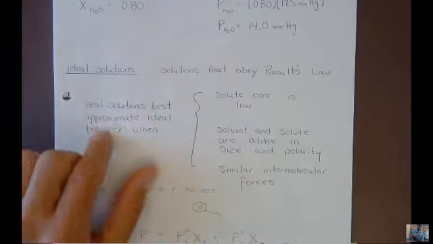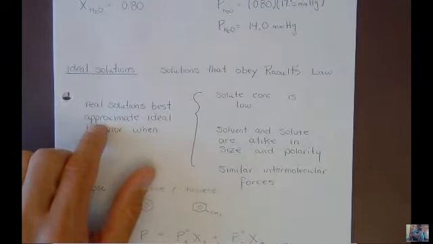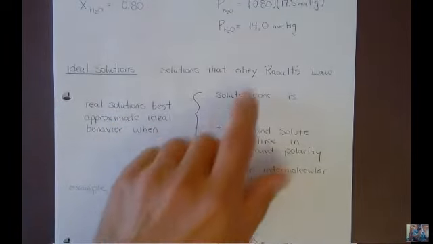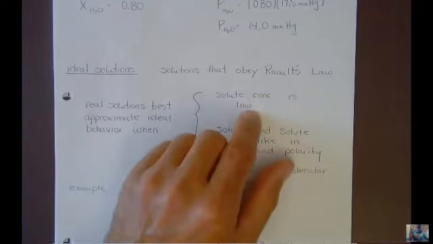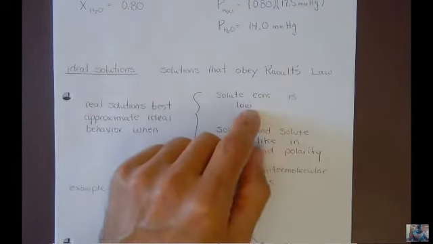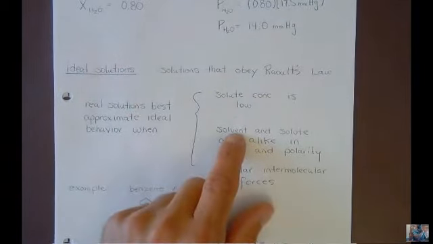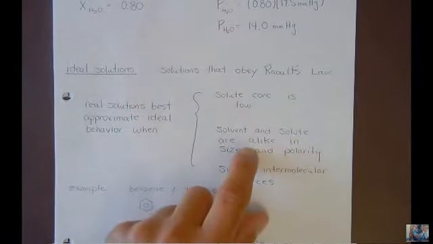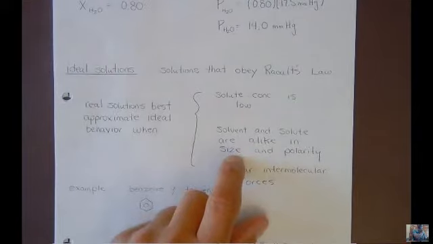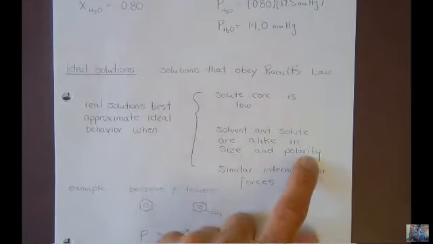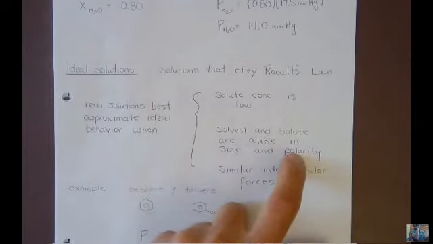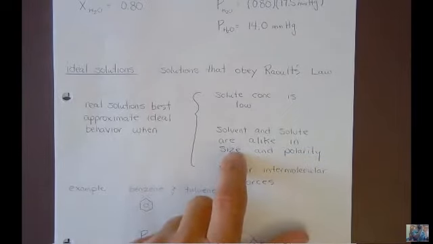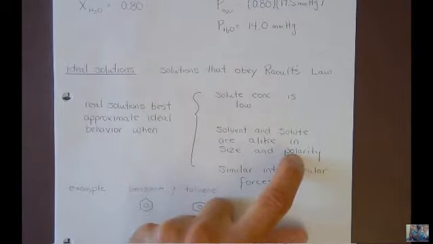Okay, so real solutions best approximate ideal behavior when the solute concentration is low. So if you only have a little bit of solute, it's going to follow Raoult's law very well. Second, the solvent and solute are similar to one another in size and polarity. Okay, so if I mix alcohol and water, they're not that similar, so they would not behave so similarly.